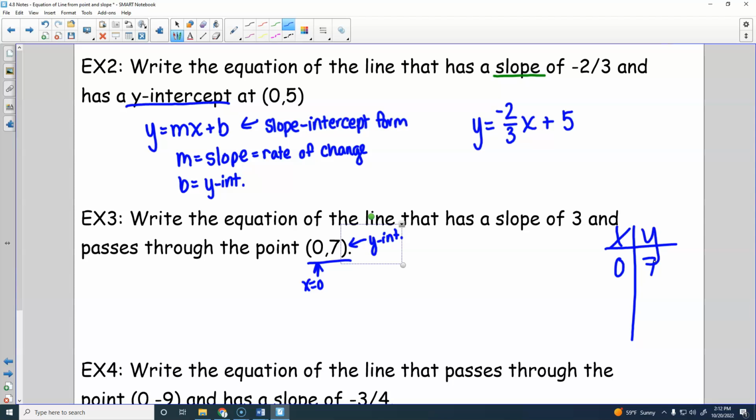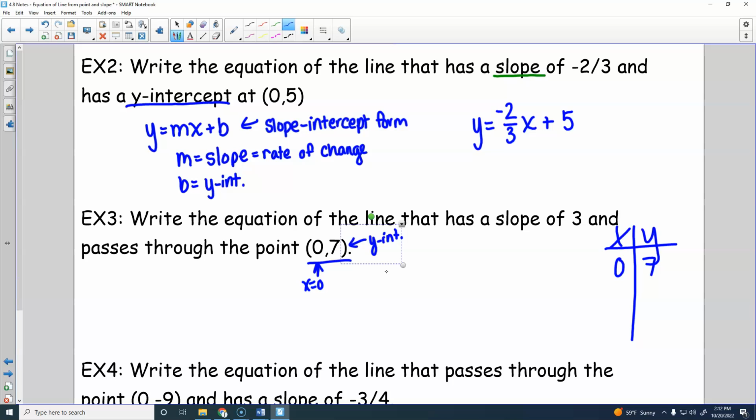So in the point, this is 0, 7, that's my y-intercept. They didn't tell me it was the y-intercept, but I know it's the y-intercept because of the point, right? If the x equals 0, then it's the y-intercept. So I can just write this equation using slope and y-intercept.